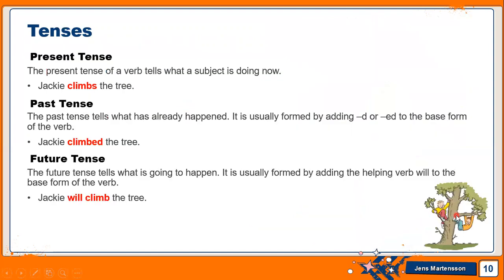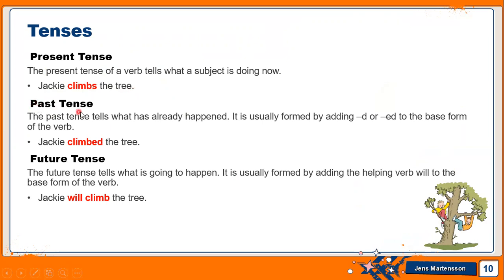Let's find more on this slide. We have three tenses, which I want you to focus on for this lecture. They are called the present, past, and future tenses. What's the present tense? Just like in this example, Jackie climbs the tree. Jackie climbs the tree now, in the present. So the present tense of a verb tells what a subject is doing now.